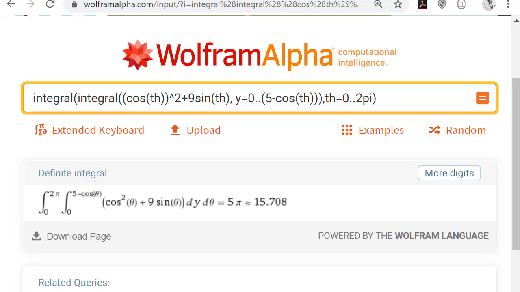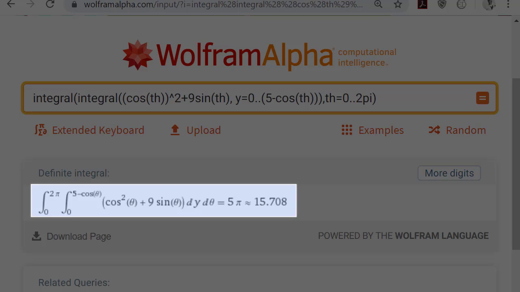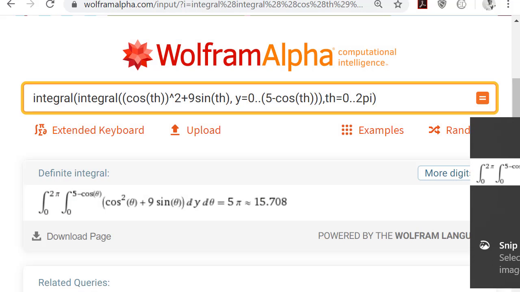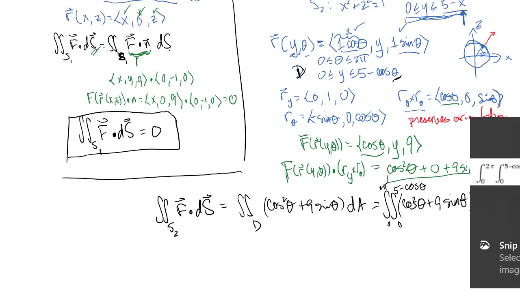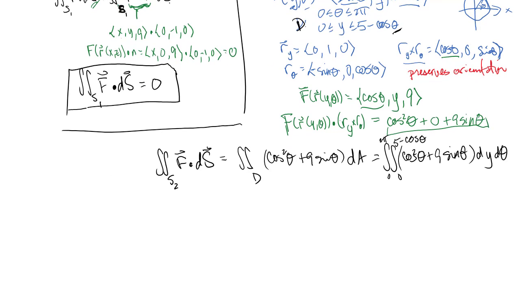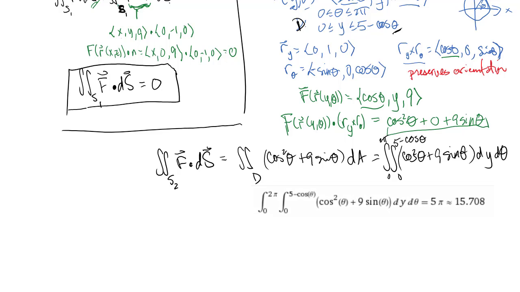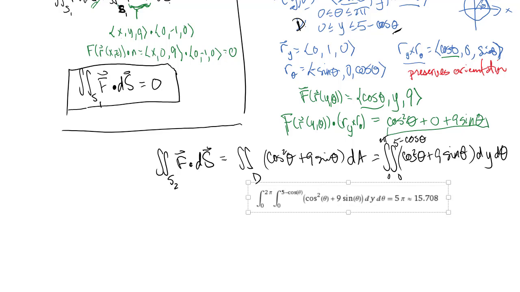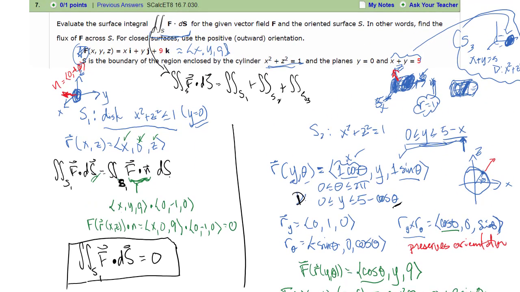Okay, so our integral gave us 5 pi. So we're going to contribute 5 pi to this through our S2. So we'll keep this aside, and now let's take a look at our third surface.